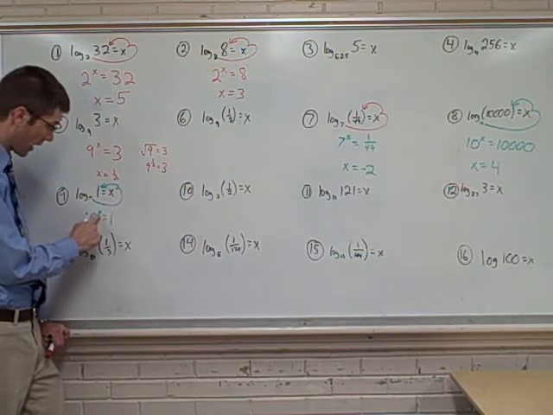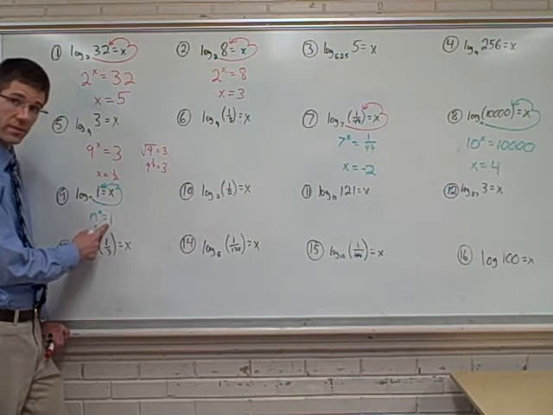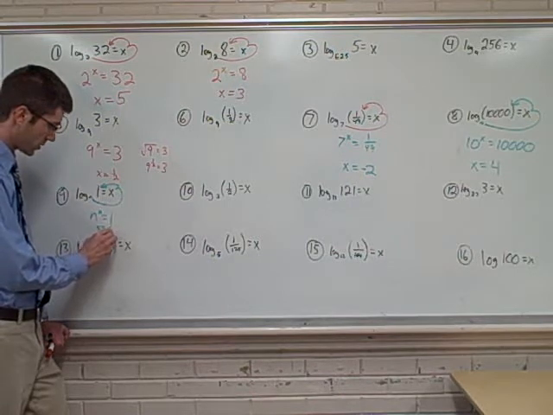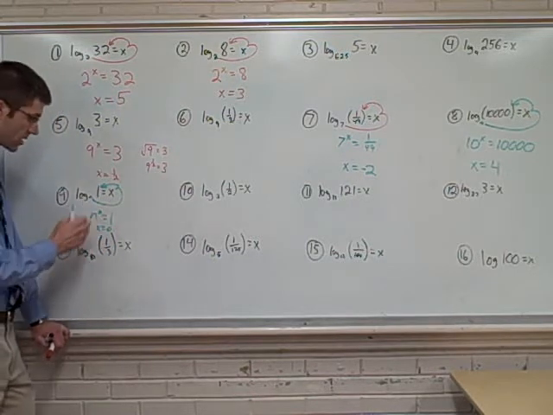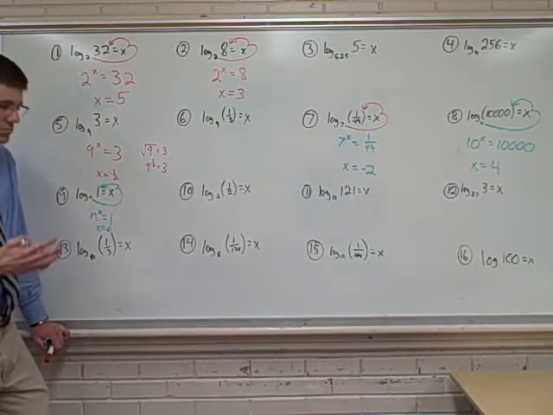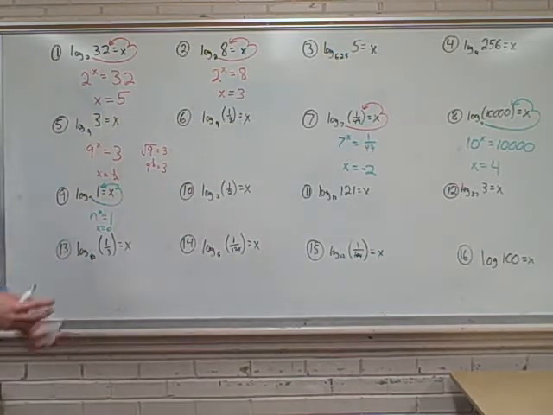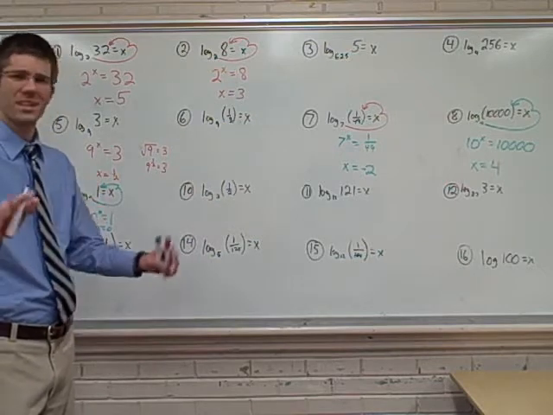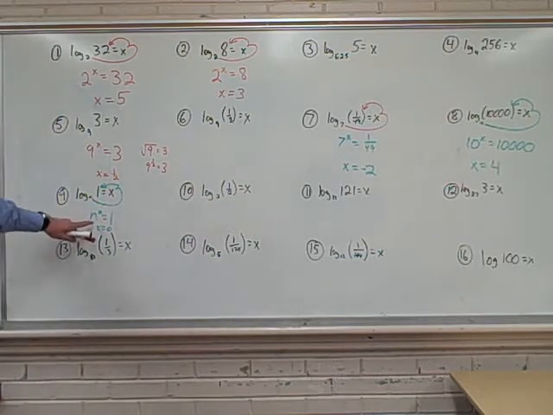Anything to the 0 power is 1. So x must be equal to 0. n to the 0 power is equal to 1. As long as n itself is not 0, then you get that crazy mess I told you about in the last video. 0 to the 0, and it gets crazy. Long story short, pretty much anything to the 0 power is 1. So we know it has to be 0.